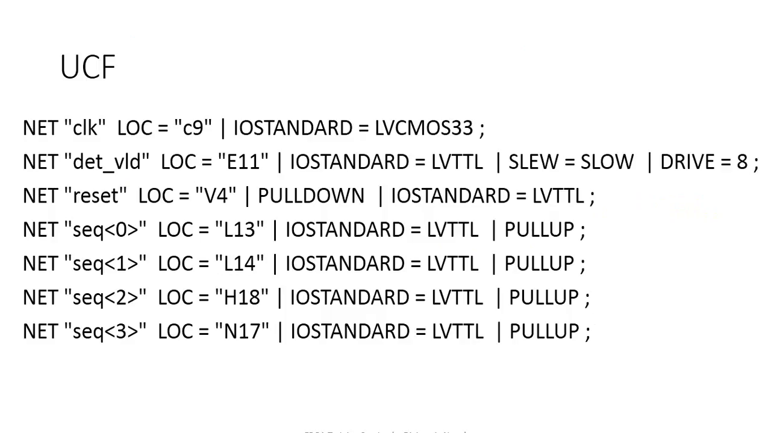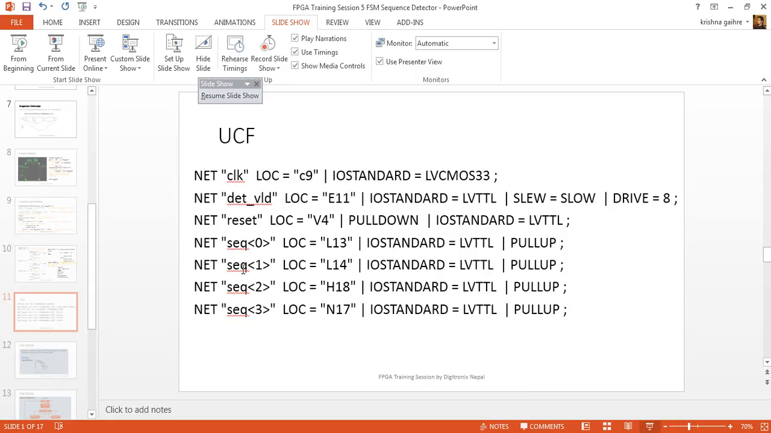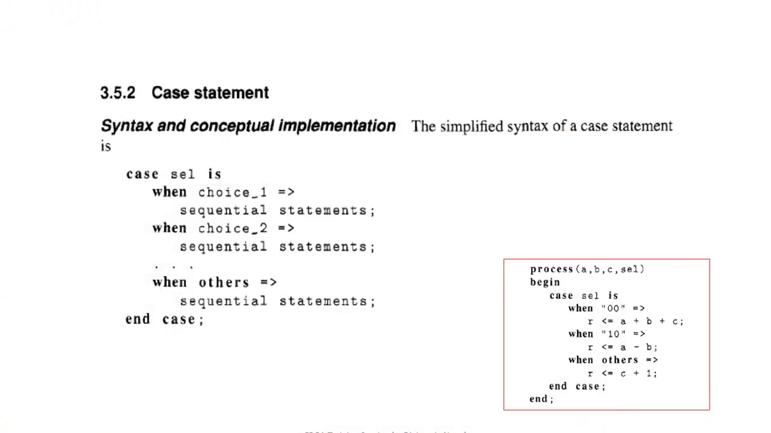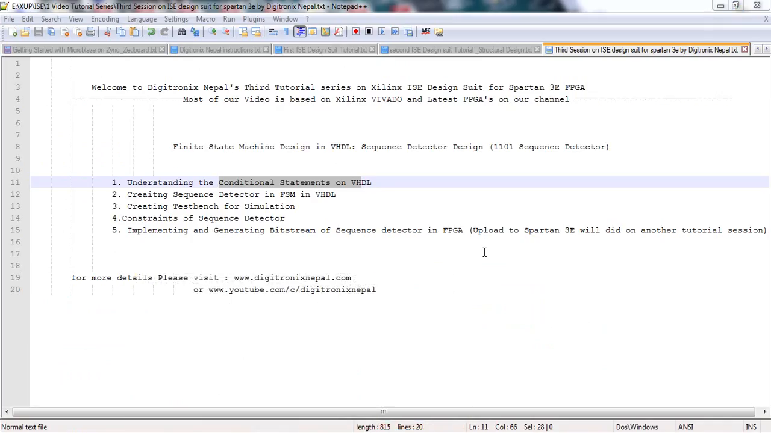So here is a constraint for designing state machines. We have targeted this constraint for the Spartan 3E XC3S500E board. This is only valid for the XC3S500E Spartan 3E development kit. Clock is at C9. This is always at C9. Clock is predefined, internally connected, detection is an LED, and reset is a push button. Sequence 0, 1, 2, 3 are different switches. So this is the overall logic of the sequence detector.